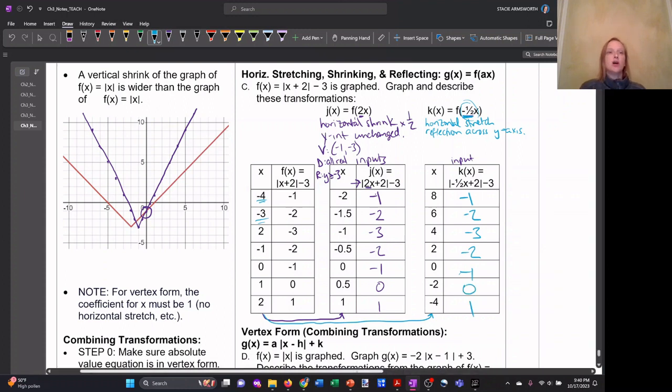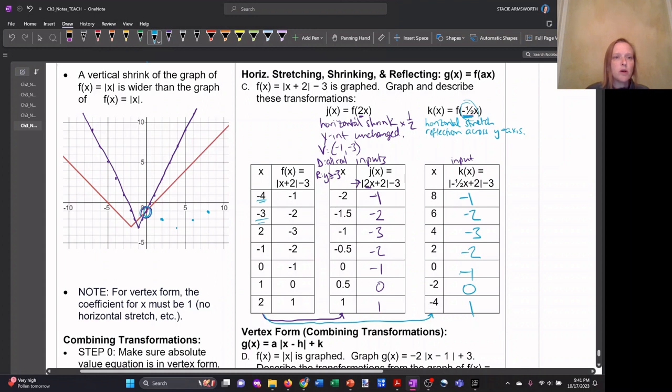So if I plot these on my coordinate plane, I have a point at 8, -1. I have a point at 6, -2. I didn't go far enough over. At 6, -2. I have a point at 4, -3. At 2, -2. And at 0, -1.